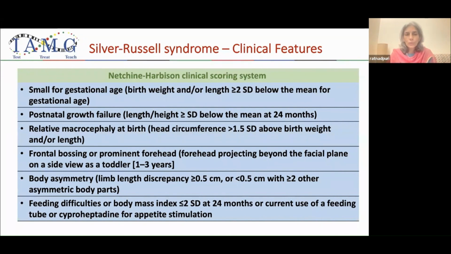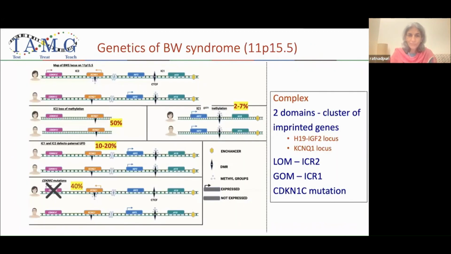Now, this is a slide which is a scoring system, the NH clinical scoring system for Silver-Russell syndrome. Like I told you, these children are usually small with a relatively well-preserved head size. So we say they have relative macrocephaly. Before and after birth, they will have growth failure. They have facial dysmorphism in the form of frontal bossing or a prominent forehead, body asymmetry, predominantly of the limbs, and a lot of feeding difficulties.